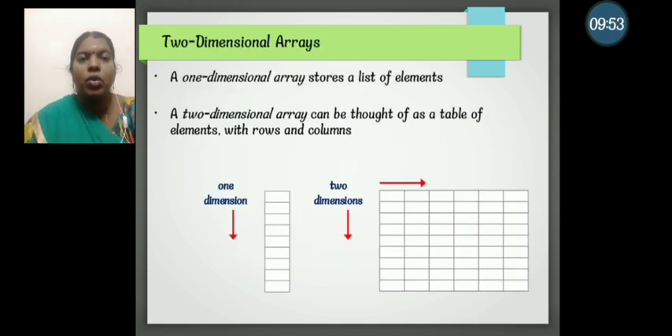And now we'll go for the two-dimensional array. We have just now completed the one-dimensional array, and you can also create a two-dimensional array. A one-dimensional array stores a list of elements as we have just discussed, and now we enter into the next concept called the two-dimensional array. A two-dimensional array can be thought of as a table of elements with rows and columns as shown in the figure. So in one-dimensional, a particular memory location is divided into rows, whereas in two-dimensional it is divided into rows and columns.